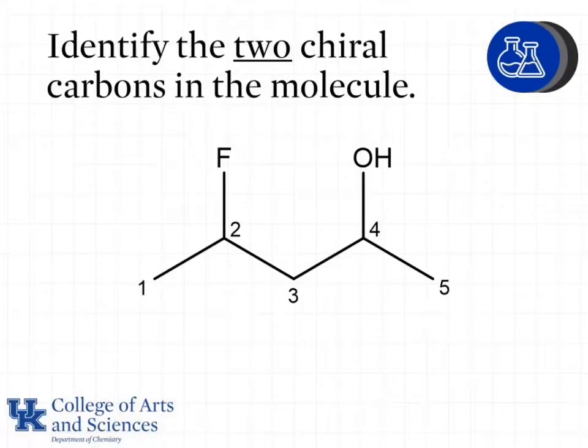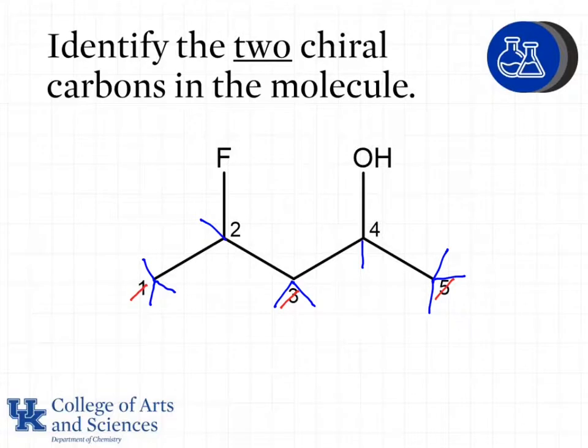Identify the two chiral carbons in the molecule. First, we want to add in our hydrogens, and we can eliminate any atoms that have two or more hydrogens attached because they cannot have four unique groups if they have two or more hydrogens. And then we need to look at the remaining atoms.